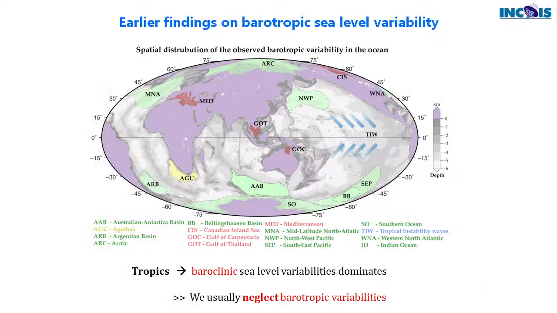Here is a spatial representation of the earlier findings of barotropic sea level. The previous findings are more biased towards extratropics and polar regions, which include the Arctic Ocean, Southern Ocean, and small closed basins like the Mediterranean Sea. Other than barotropic variability in the tropical Pacific, there is no evidence of barotropic sea level in the tropical oceans. You can see there is nothing. So we eventually neglect the barotropic variability in the tropics, and we typically assume that the tropics is entirely associated with baroclinic processes.